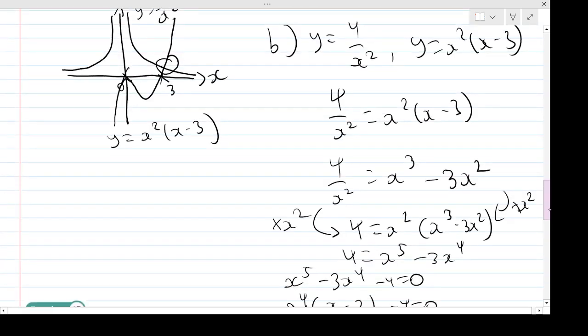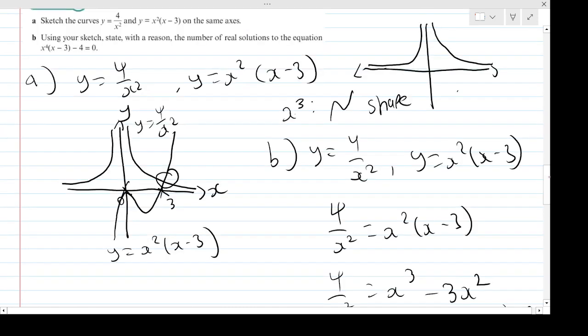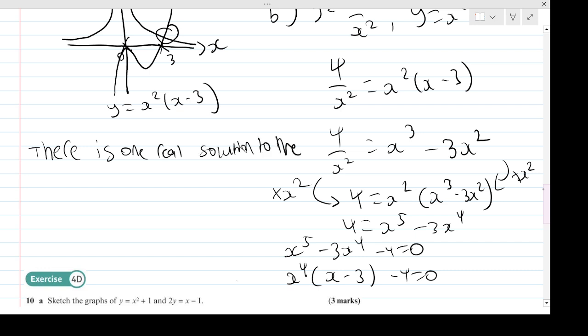So basically what we saw then is that this equation that they asked is identical to when these two graphs intersect, right? So when the two graphs equal each other, we can eventually get the same equation. That means then that there will be one real solution to the equation, as it corresponds to when the graphs equal each other.